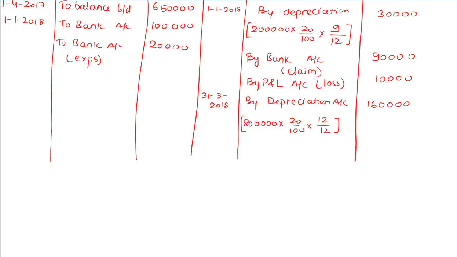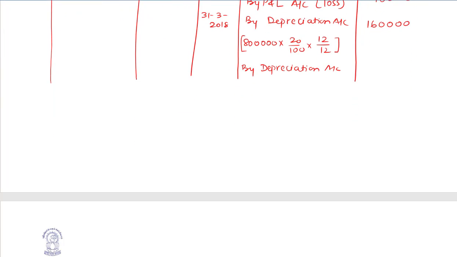1 lakh 60,000. We have also bought a new truck in between. The truck we have bought for 1 lakh and 20,000 we have spent on overhauling. So over here just write in bracket new truck 1 lakh 20,000, because 20,000 needs to be capitalized. 1 lakh 20,000 multiplied by 20%, and it's only 3 months now, so multiplied by 3 by 12. So the depreciation value is 6,000.